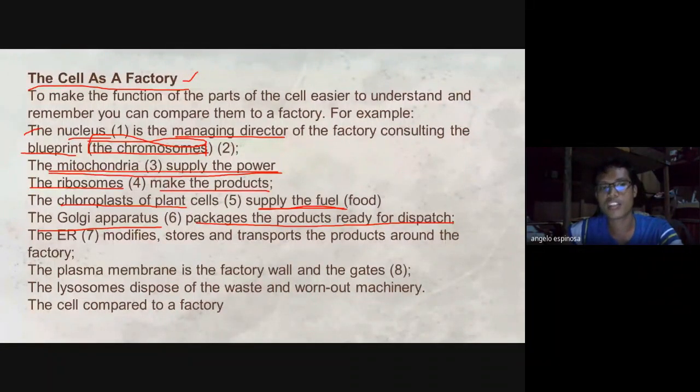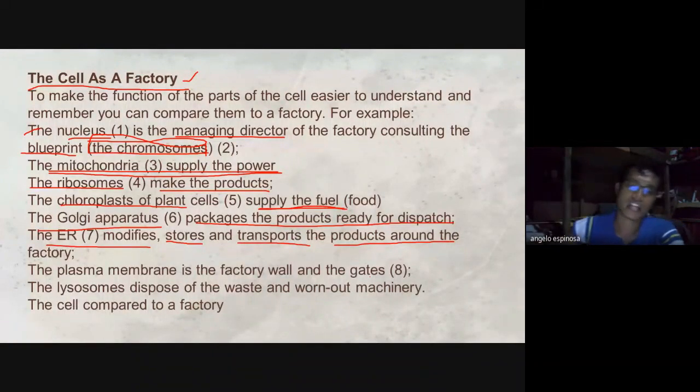And endoplasmic reticulum, which modifies, we have rough and smooth endoplasmic reticulum, stores, ini-store muna doon, tapos tina-transport na products around the factory. And then the plasma membrane is the factory wall gate. So siya yung gate sa factory.